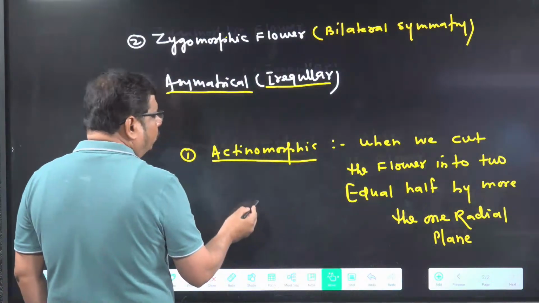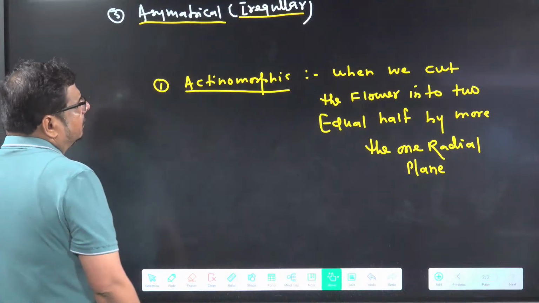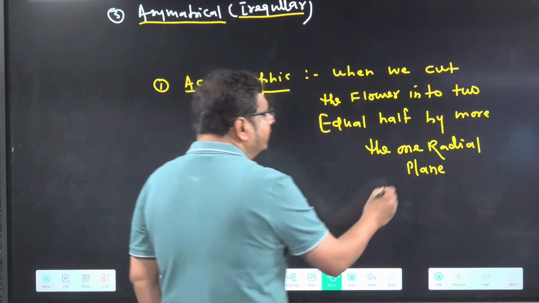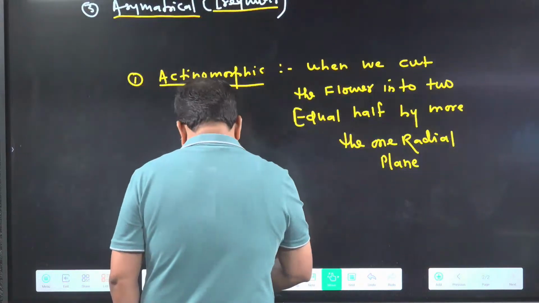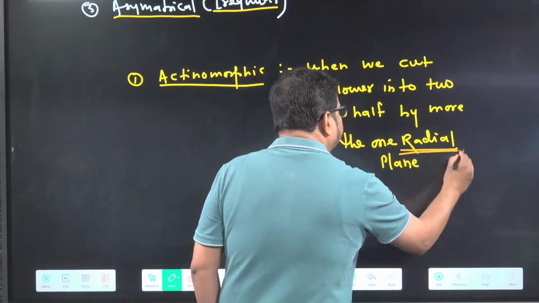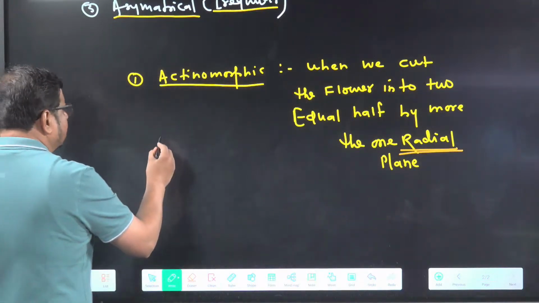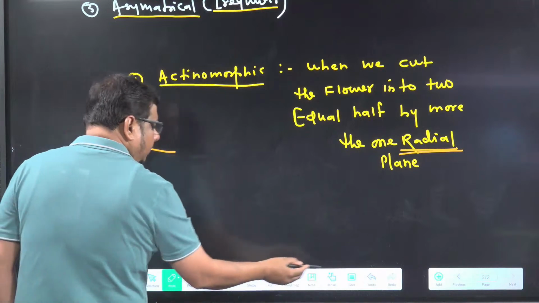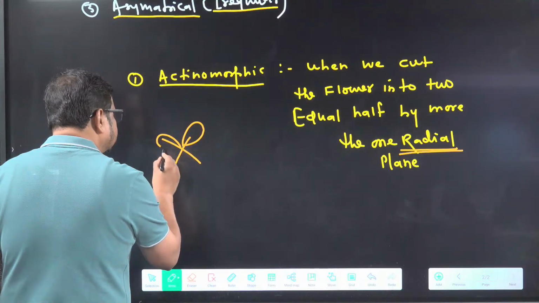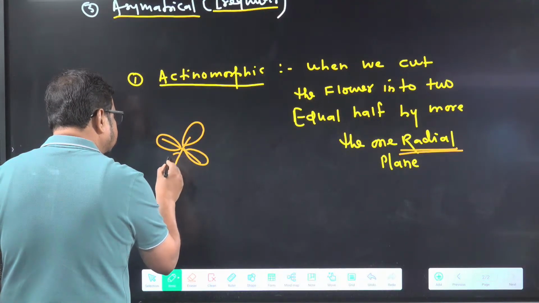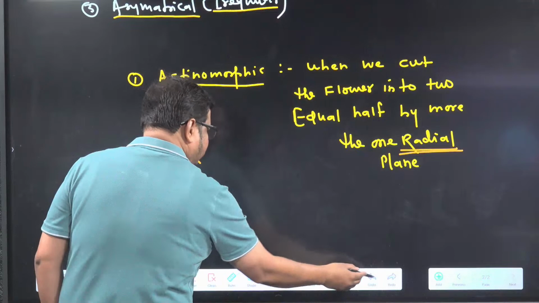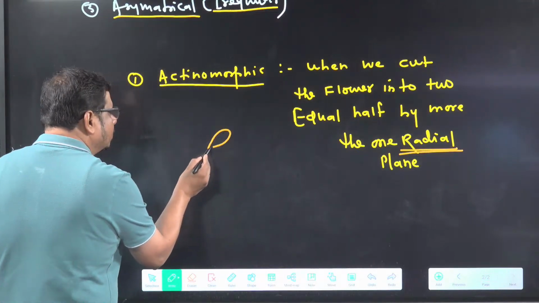We are cutting the flower into two equal halves by more than one radial plane. Which plane? Radial plane. It is called which one? Actinomorphic flower. You just try to understand with the help of an example. I am just drawing a diagram. Suppose that it is not a very ideally made diagram. Just assume it is almost the same.